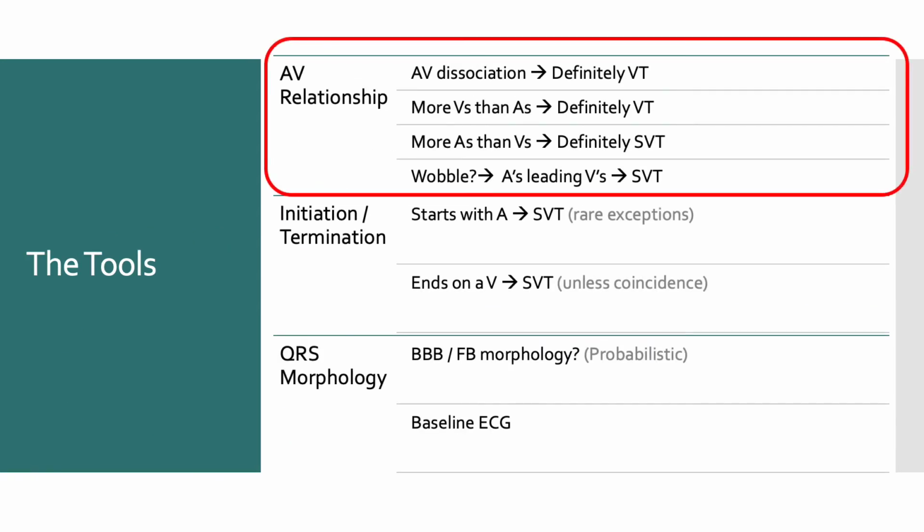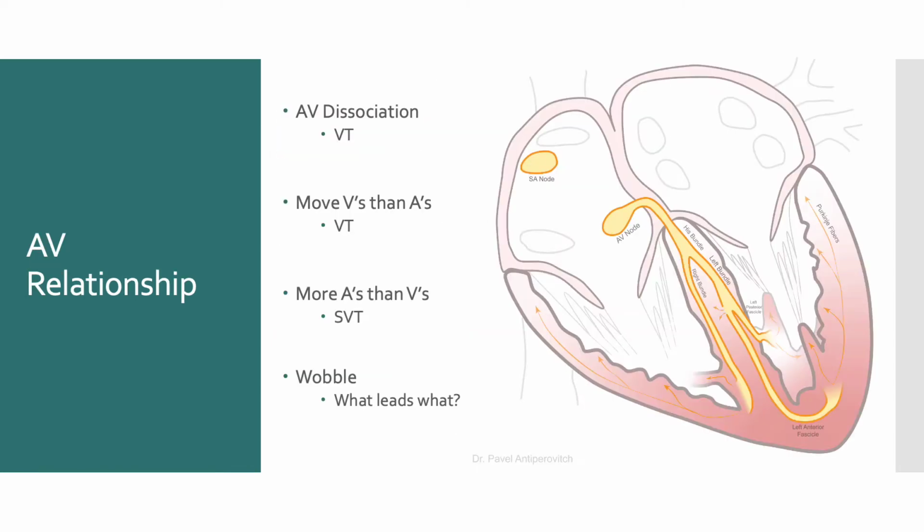Now let's dive a little bit deeper into the AV relationship. Remember that some VTs can retroconduct to the atria, and some have VA block and are unable to conduct to the atria, which leaves the atria in sinus rhythm. This is AV dissociation. If you see AV dissociation with more V's than A's, then this is diagnostic for VT. If there is VA conduction and you see an occasional dropped P wave or VA block, then it is also diagnostic for VT. However, if you see more A's than V's, then the V's must be driven by the A's, which points to SVT with aberrancy.